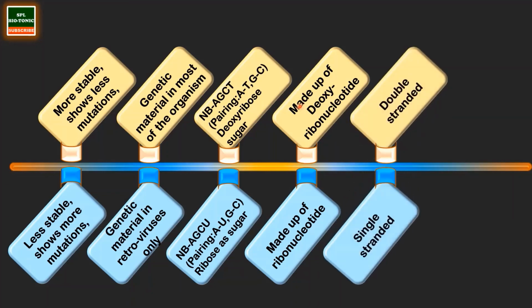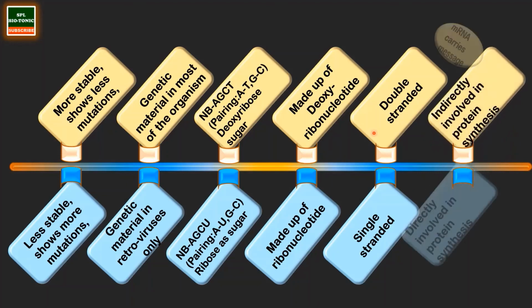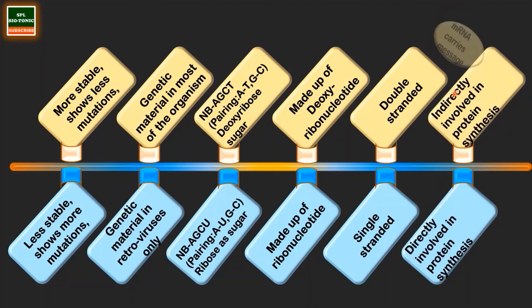Now in case of protein synthesis, DNA is indirectly involved in protein synthesis, whereas RNA is directly involved in protein synthesis. If you remember, in case of eukaryotic cell, DNA sits inside the nucleus and it sends the message for protein synthesis through mRNA. So students, I hope you are also understanding the various differences between DNA and RNA.